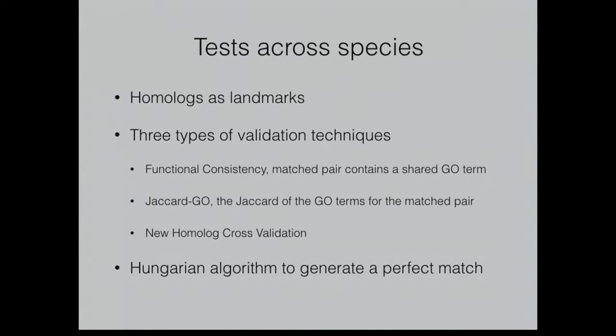We did three types of validation techniques. We did the functional consistency. Here we're looking at whether I match a particular GO term. We did the Jaccard GO. Here we look across and see the amount of annotation that matches. And then we did a kind of cross-validation. Again, this time we used a Hungarian algorithm, although you could use, and probably should use, something more sophisticated.